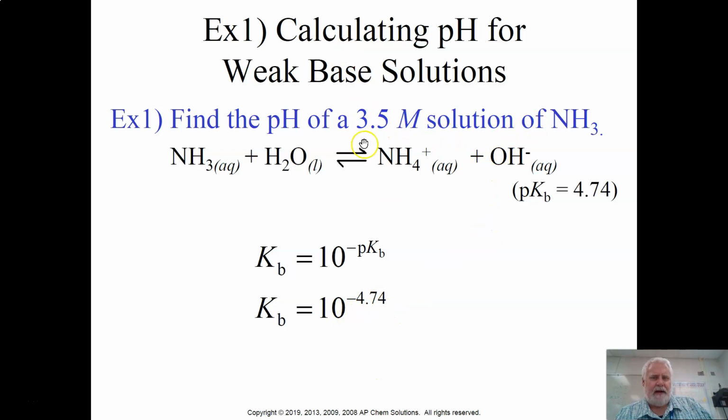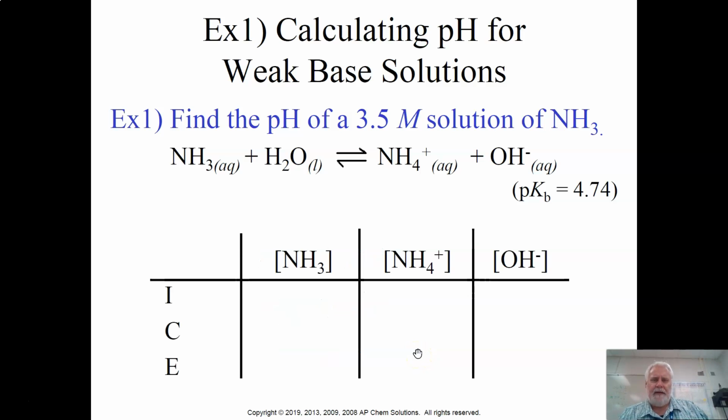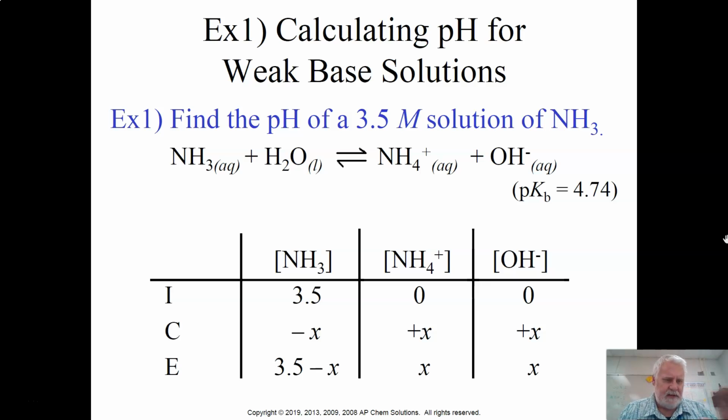Raise that to the negative power, this has 2 sig figs, that has 2 sig figs. So your Kb value also at 1.8 times 10 to the minus 5th. All right, so you're going to have to do an ice box on this one as well. You might want to hit the pause and make sure that you've got this down, but I'm assuming that this is really just something that should come out real smoothly for you at this point.